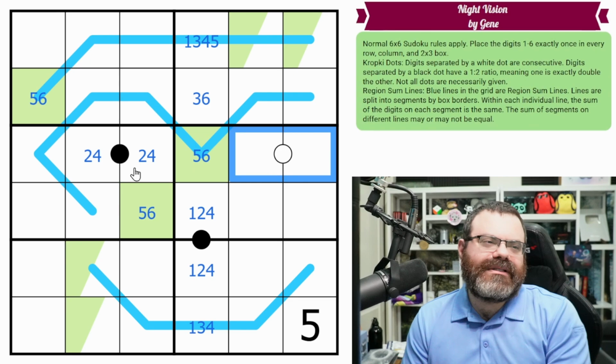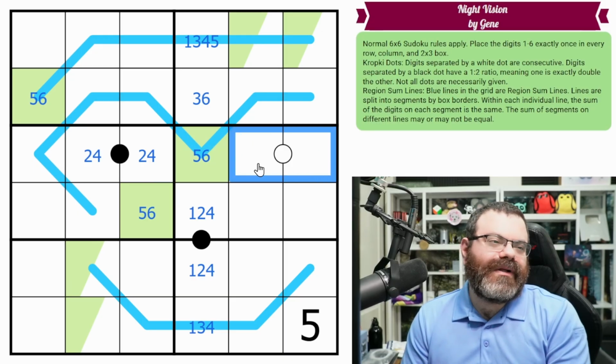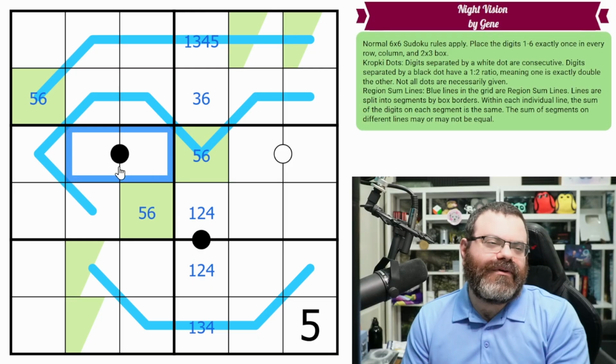So with 2, 4 gone, you can't do 1, 2. You can't do 2, 3. You can't do 3, 4. You can't do 4, 5. The only option is 5, 6, but we can't do 5, 6 because of this guy. So that just doesn't work. We can't do 2, 4 because of the row.